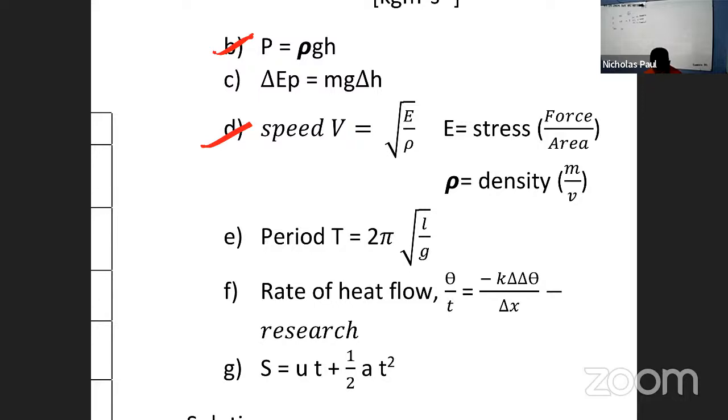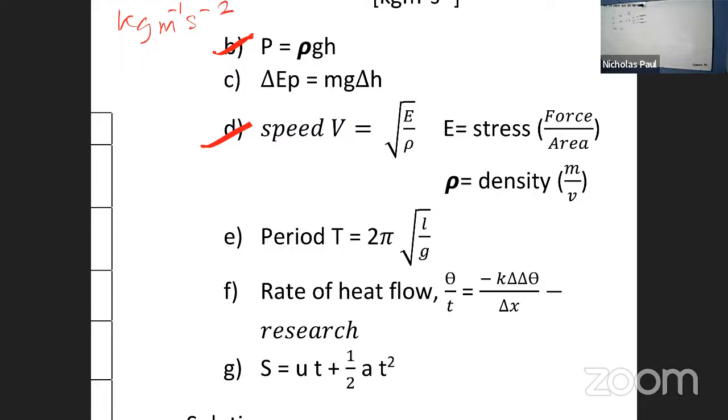Ready? Check out the first one. Pressure is what again? Pressure is kg m to the minus 1, s to the minus 2. All right, nice.